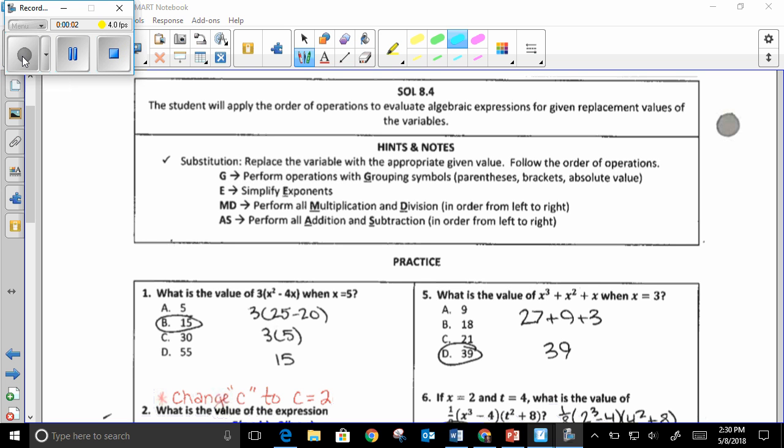SOL 8.4 deals with the order of operations and evaluating algebraic expressions for the given replacement values of the variables. Here are some hints and notes that you need to know.